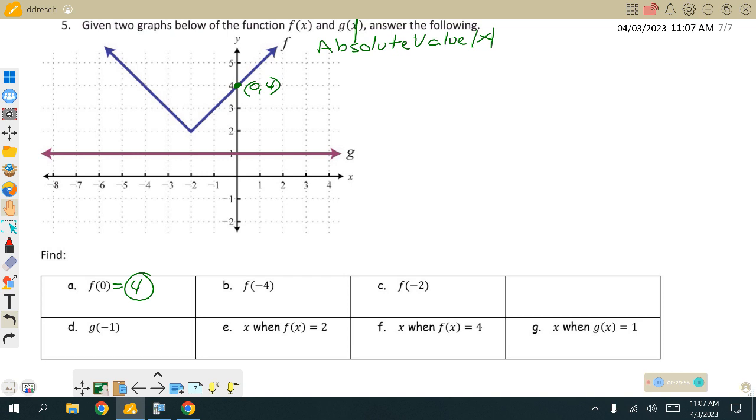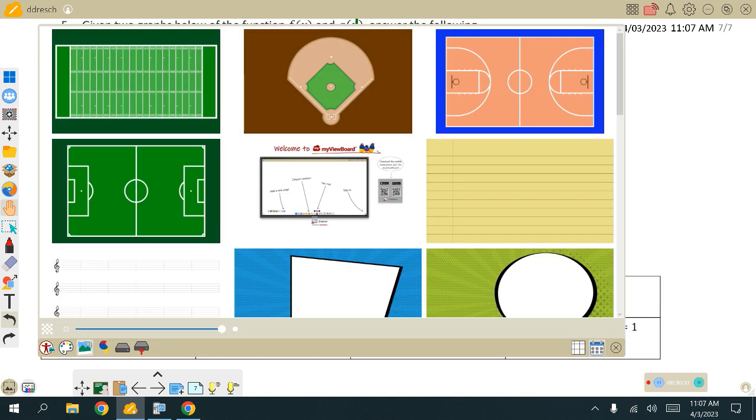Okay, same question, letter B. f of negative 4. So when x is negative 4, go to the x-axis, negative 4, go find the f of x graph, right there, and what is that location? Negative 4, comma, 4. f of negative 2. X is negative 2, go find the graph. What's that location? Negative 2, comma, 2. I want the y value, correct. That's it.